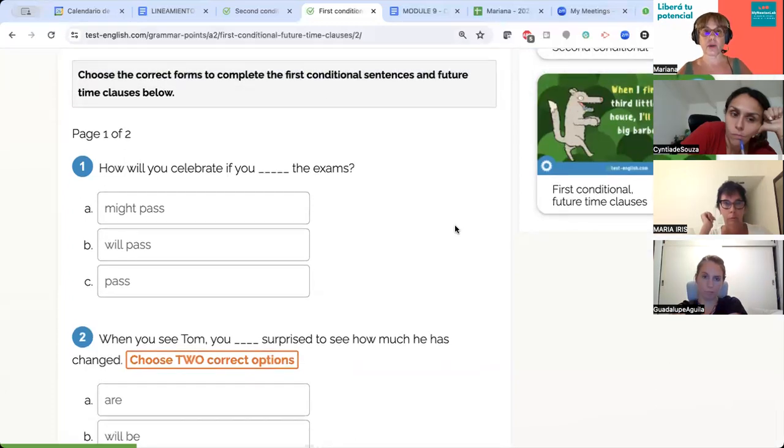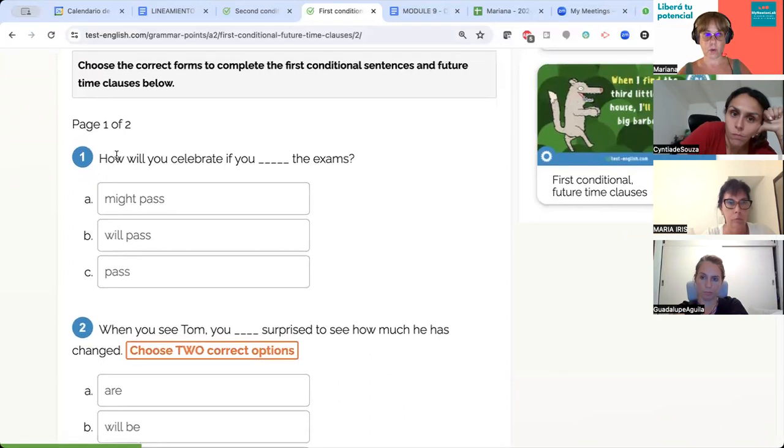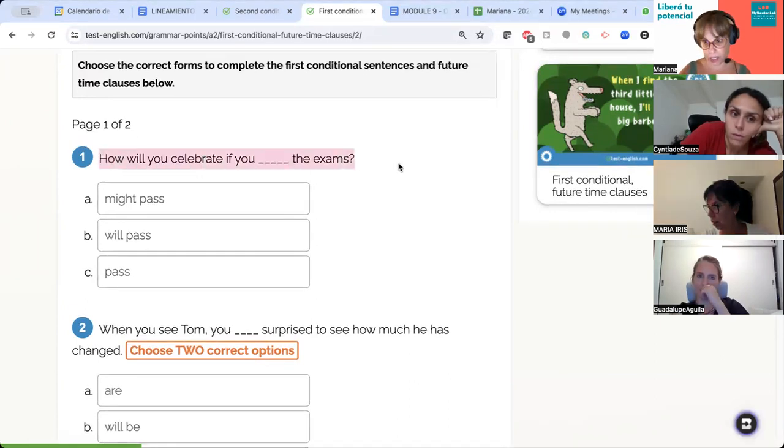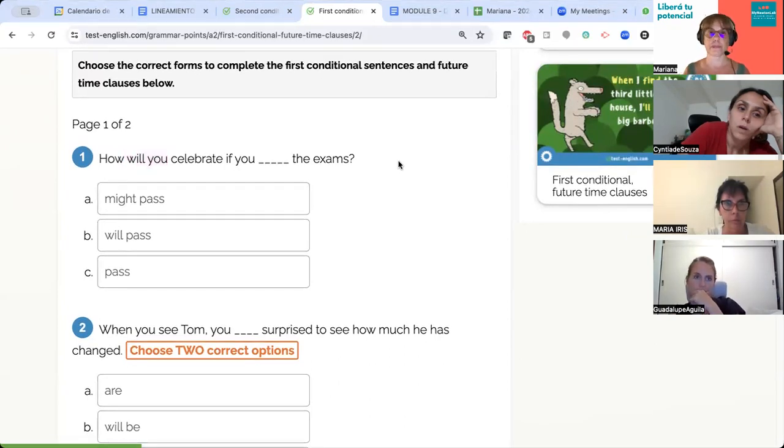Bien, vamos a hacer una más de type 1. So here you have to choose one option to complete the sentence. Is the mix de segunda y tercera sería? No, it's only first. So the final result is number 1. You have will. You see the will? It's type 1. How will you celebrate if you pass the exam?